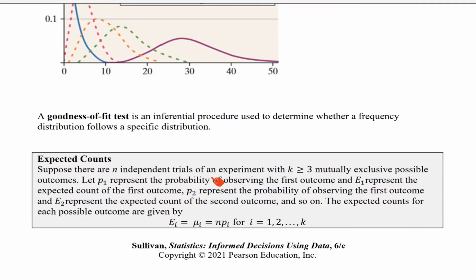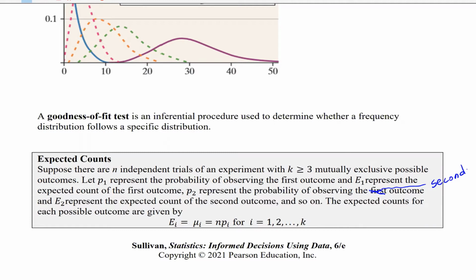So let's say there are n independent trials of an experiment where there are at least 3 mutually exclusive possible outcomes. And that'll become clear when we see an example, what I mean by that. We're going to let P sub 1 represent the probability of observing the first outcome, then capital E sub 1 will represent the expected count of that first outcome. P sub 2 is going to represent the probability of observing the second outcome, and E sub 2 represents the expected count of the second outcome, and so on.